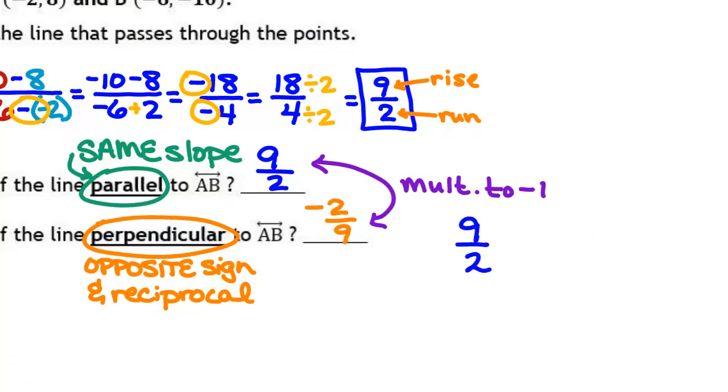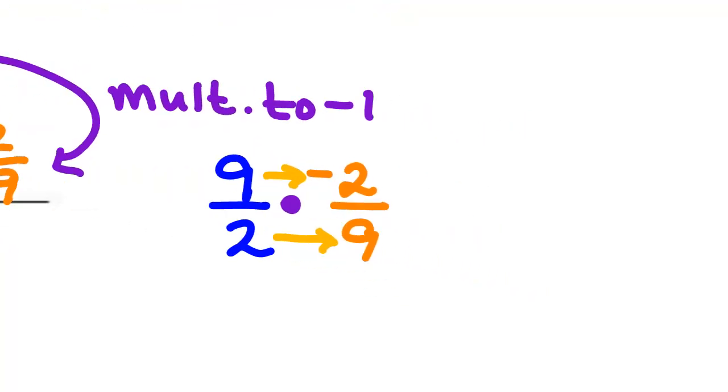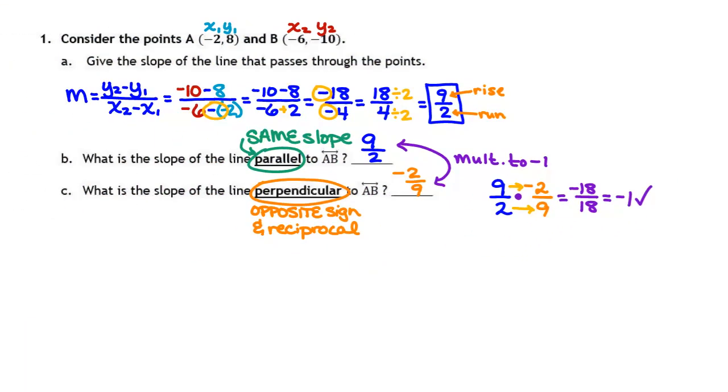9 over 2 times -2 over 9. Does anybody remember how to multiply fractions? How do we multiply fractions together? Multiply the numerators by each other and multiply the denominators. Yes, we multiply straight across, numerator to numerator or top to top, denominator to denominator, bottom to bottom. What is 9 times -2? -18. What is 2 times 9? +18. What is -18 divided by +18? -1. So I got -1 when I multiplied my slope and the perpendicular slope together.